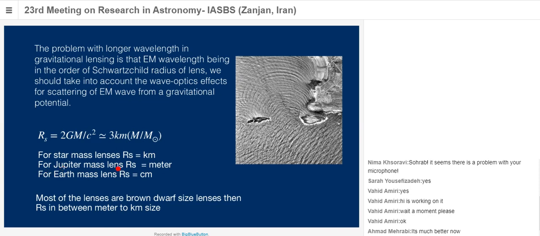So if our lens is at Jupiter mass, the Schwarzschild radius is on the order of meters, and for Earth mass, that's centimeters. Most of the lenses are brown dwarf sizes, so the Schwarzschild radius is on the order of meters to kilometers. If the Schwarzschild radius is on the order of a meter, that will scatter the electromagnetic wave with a wavelength of 3 meters. But in the case of kilometers, we will have lensing.